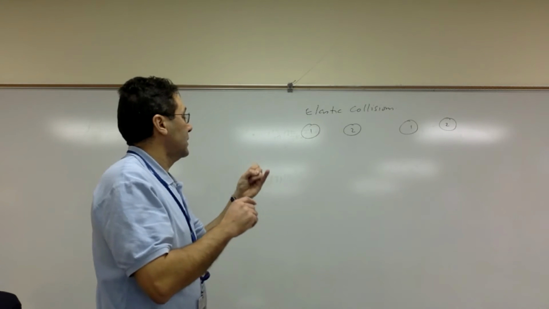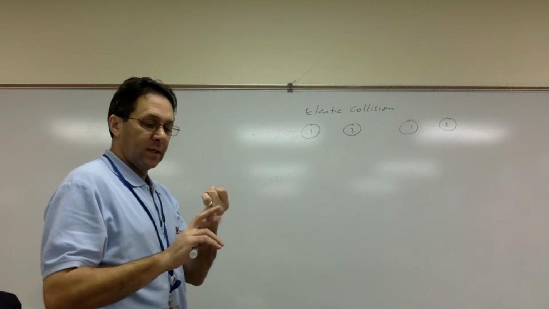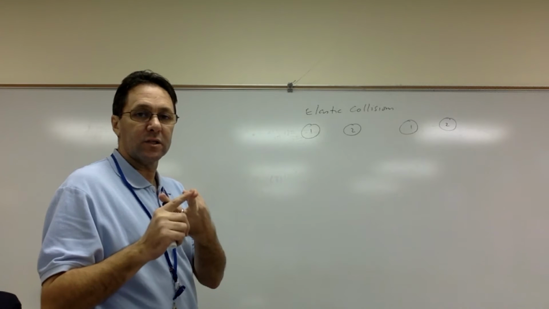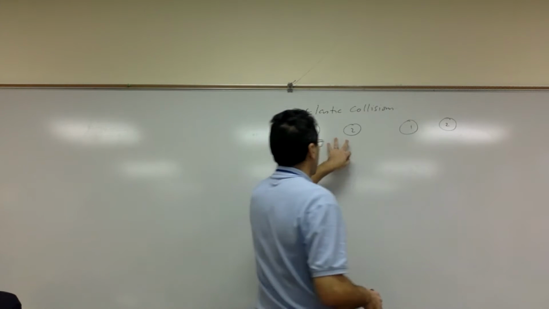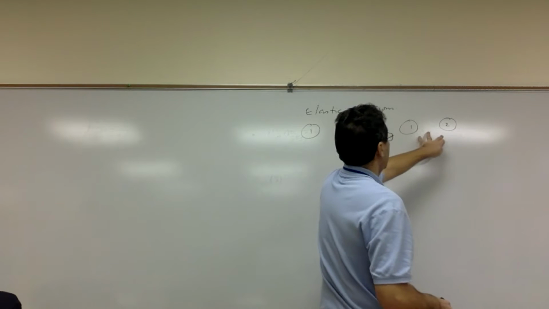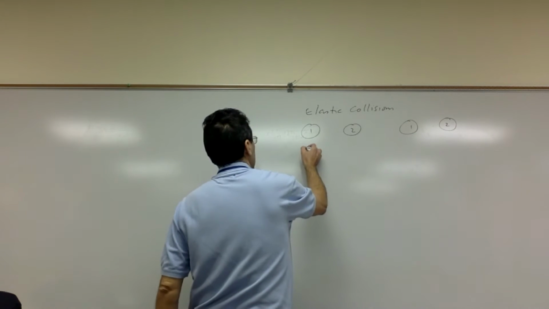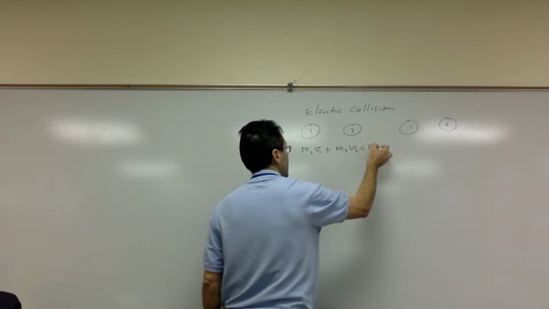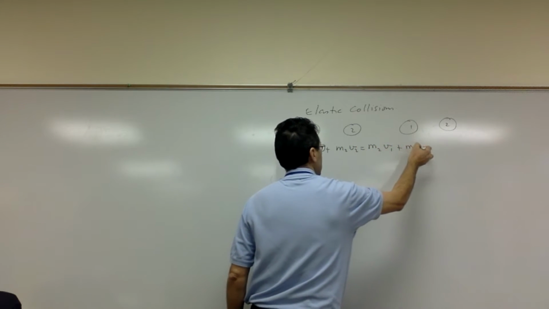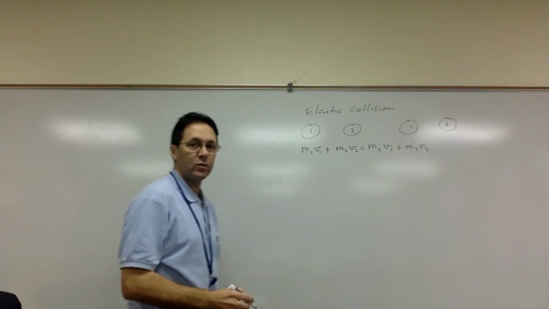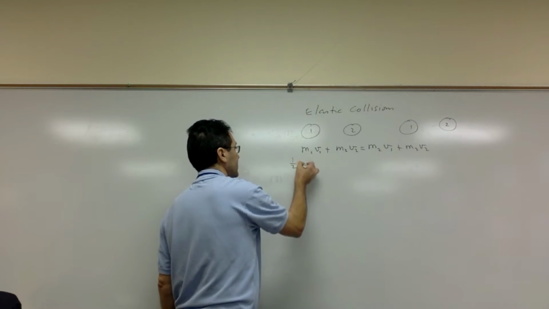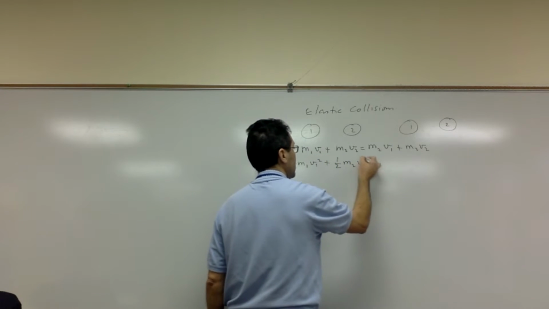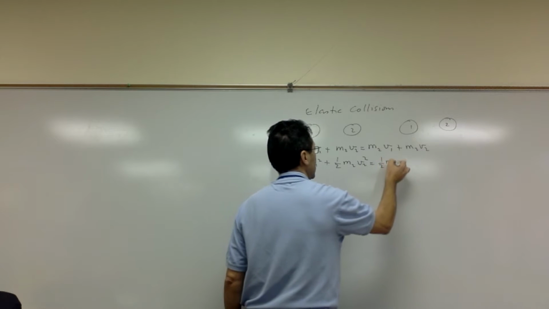So the conditions for elastic collisions are: the objects cannot stick together, momentum is conserved, and kinetic energy is conserved. So I have two objects that collide, before the collision, and this is after the collision. Conservation of momentum tells me this. Now I'm going to do conservation of kinetic energy, meaning the total energy before the collision equals the total energy after the collision.